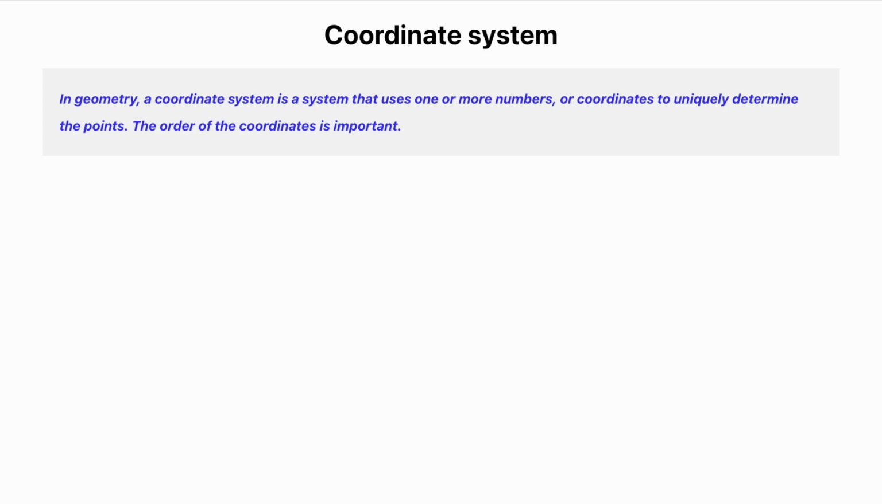Hi, I'm going to share some ideas on the Cartesian coordinate system. Geometry. In geometry, a coordinate system is a system that uses one or more numbers or coordinates to uniquely determine the points. The order of the coordinates is important. The coordinate system can be one-dimensional or two-dimensional or multidimensional.